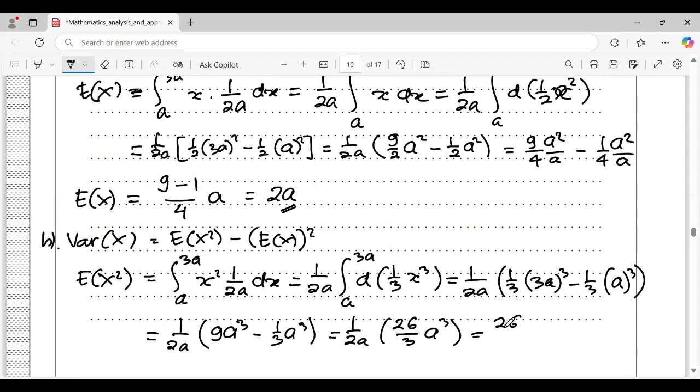So it becomes 26 over 2 a cubed divided by a squared, which means 26 thirds, times 3 times 2 is 6. So it becomes 13 thirds, because divided by 2, 13 thirds a squared. This is E(x squared).